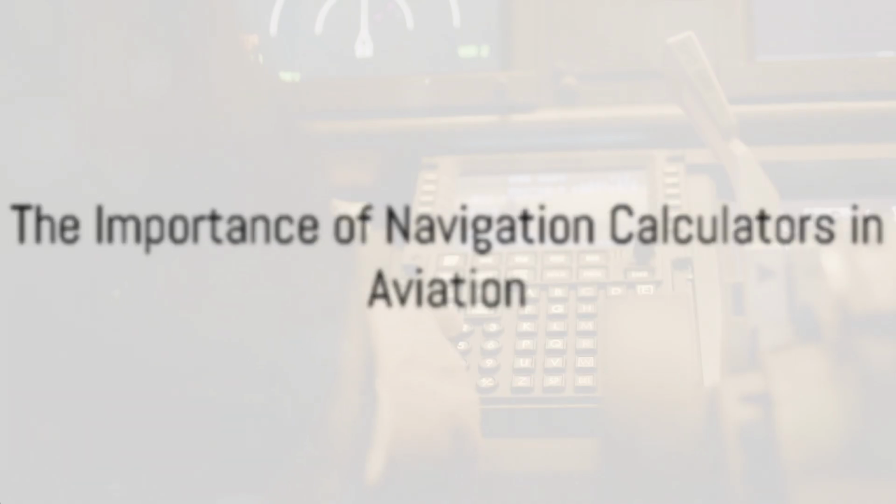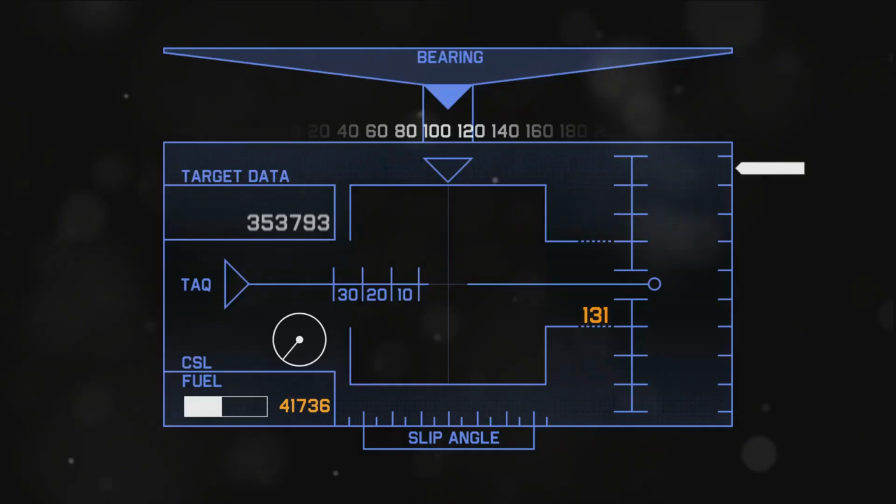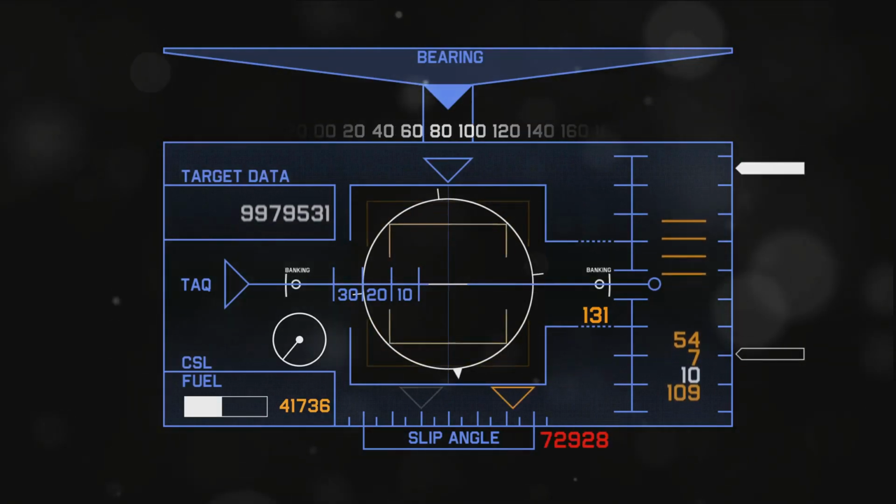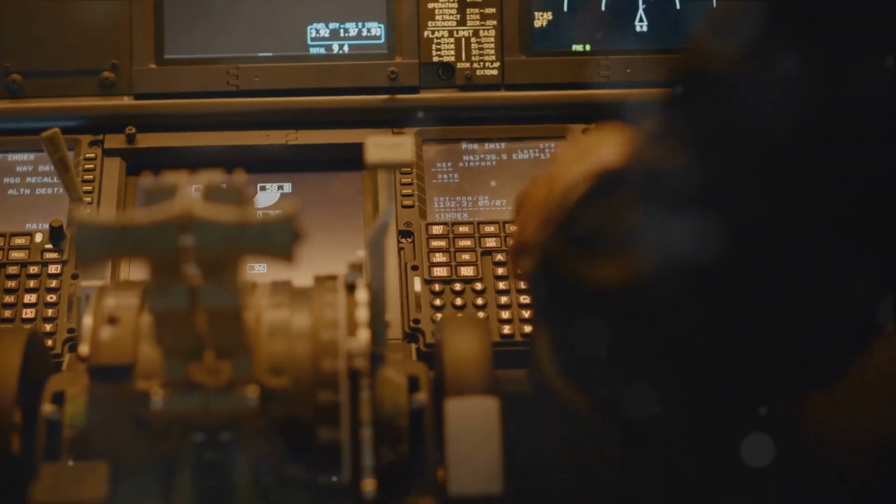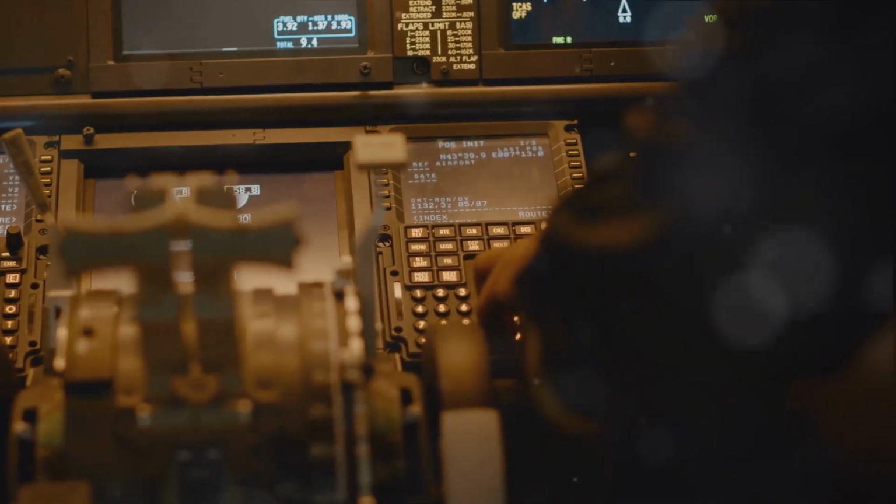Ever wondered how pilots navigate complex flight paths and manage fuel efficiency? The secret weapon is the navigation calculator. These calculators are vital in the aviation industry, serving as crucial tools in the cockpit.